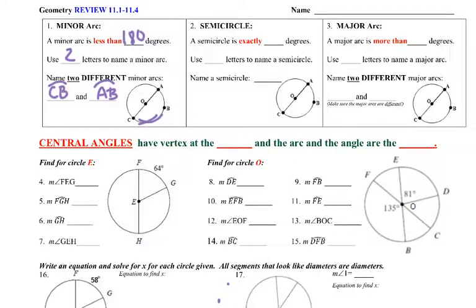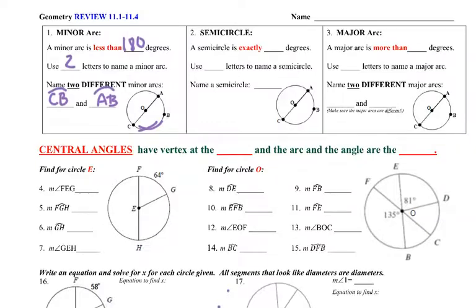A semicircle is exactly 180 degrees. And a semicircle can have two or three letters. So if I want to name a semicircle here, I could say ABC, or I could even say AC.